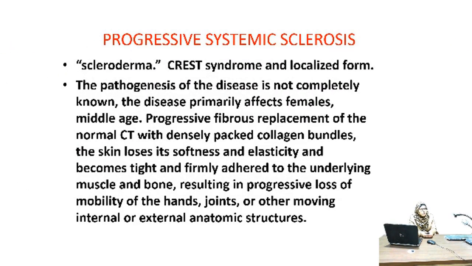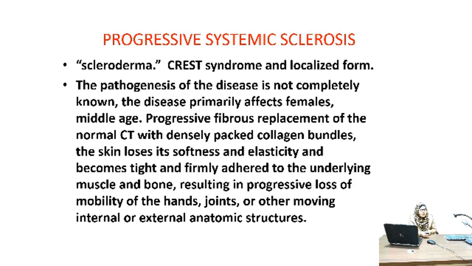Progressive systemic sclerosis has another name, scleroderma, if it is generalized, or CREST syndrome if it is localized form. So there is a localized form and a generalized form. The pathogenesis of systemic sclerosis is not completely known. The disease primarily affects females, middle-aged women. There will be progressive fibrous replacement of normal connective tissue with dense collagen bundles.